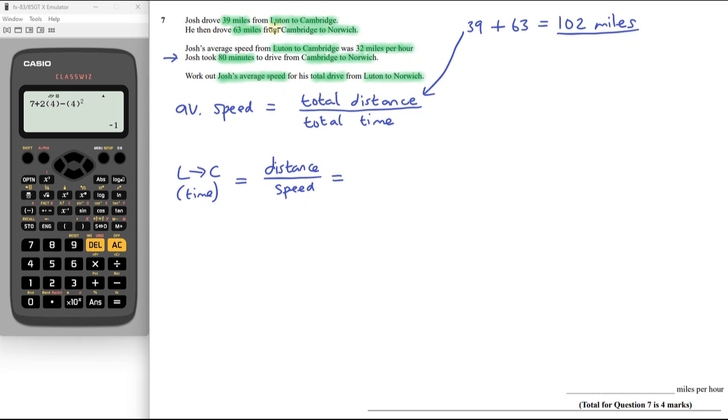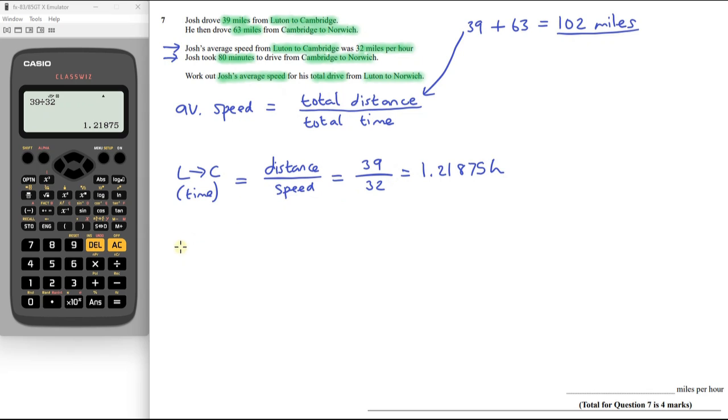We know the distance from Luton to Cambridge is 39 miles. And then the speed, I think that is here. So the speed from Luton to Cambridge is 32 miles per hour. So let's put that into a calculator. 39 divided by 32, and we get 1.21875. That is in hours, because it's miles divided by miles per hour. So we know the time from Luton to Cambridge, and now we know both times.